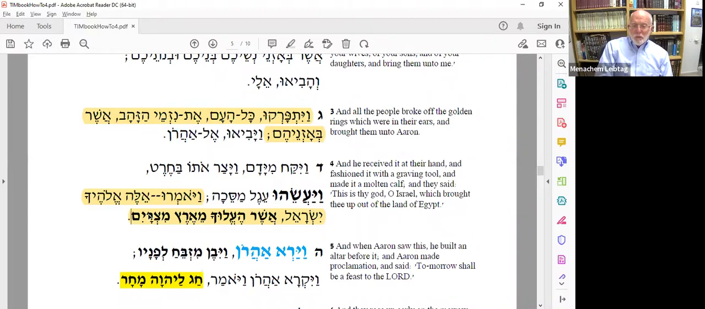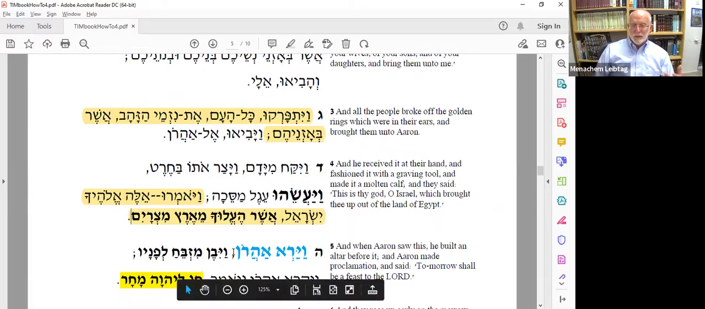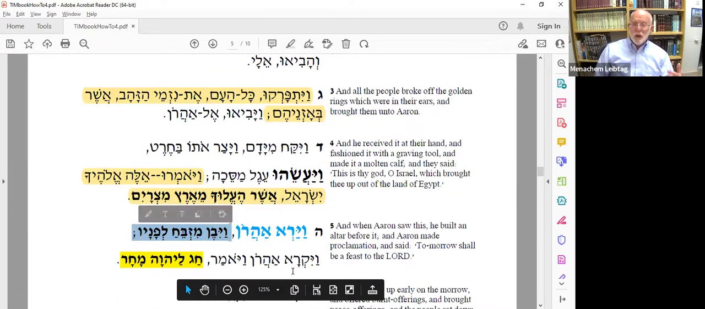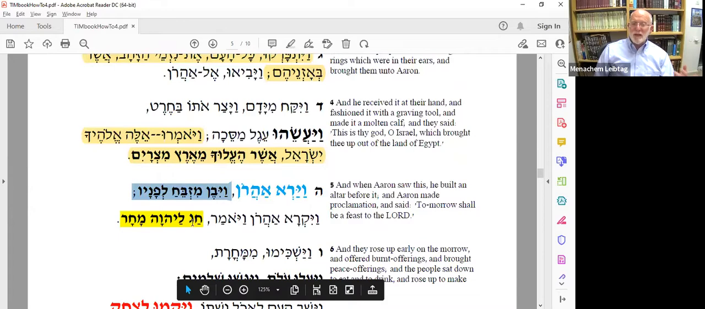Now, that's pretty much what Aaron wanted, but it wasn't. He wants to make sure they understand that this egel is simply representing God. Well, what do you do to make sure an item represents God? Aaron sees what's happening. Vayar Aaron, he understands. He builds a mizbeach in front of the egel. He calls to the people and says, Chag LaShem machar, we're having a celebration for God. It's clear they believe in God. And it's clear they're doing the same thing they did by Har Sinai.